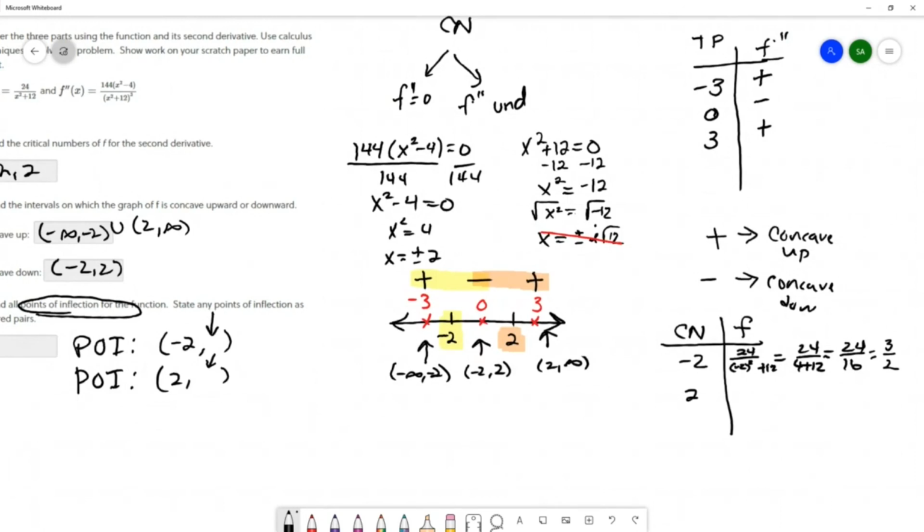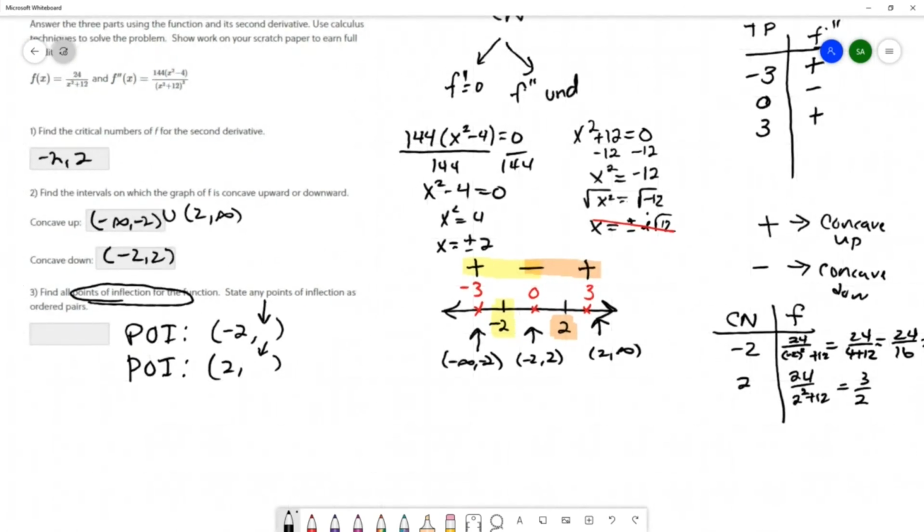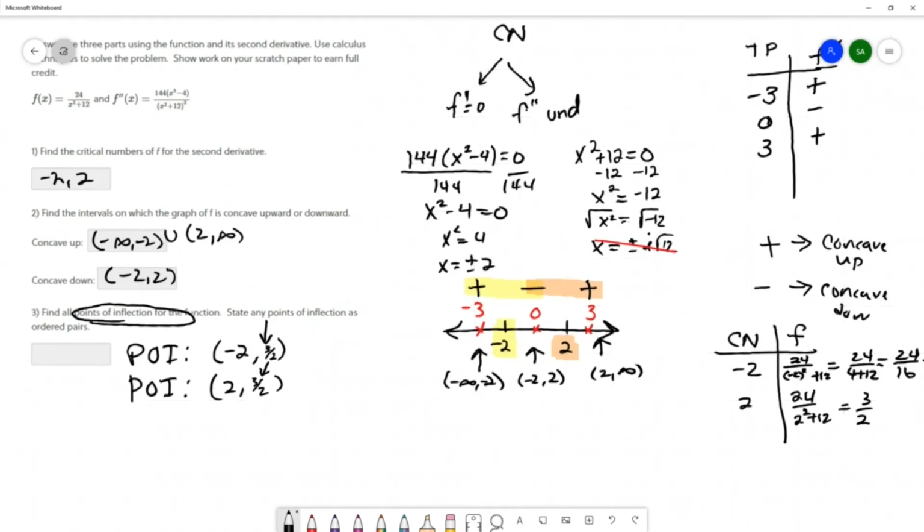And we're going to get the same calculation for the other one, 24 over 2 squared plus 12, and that works out to be 3/2 as well. So we have our points of inflection being -2 and 3/2, +2 and 3/2.